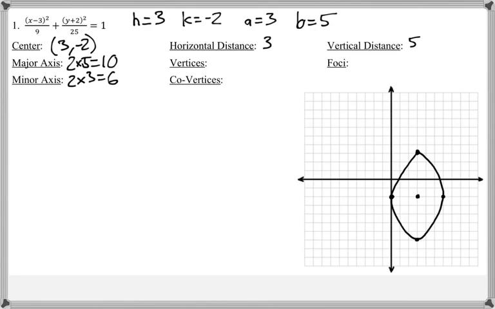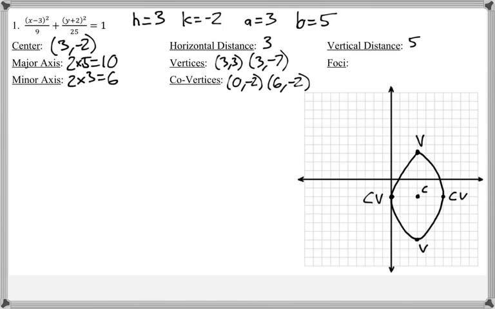And the vertices are on the ends of the major axis. So these are my vertices, and those are the points (3, 3) and (3, -7). And then the co-vertices are on the ends of the minor axis. And here was the center. So the co-vertices are (0, -2) and (6, -2).